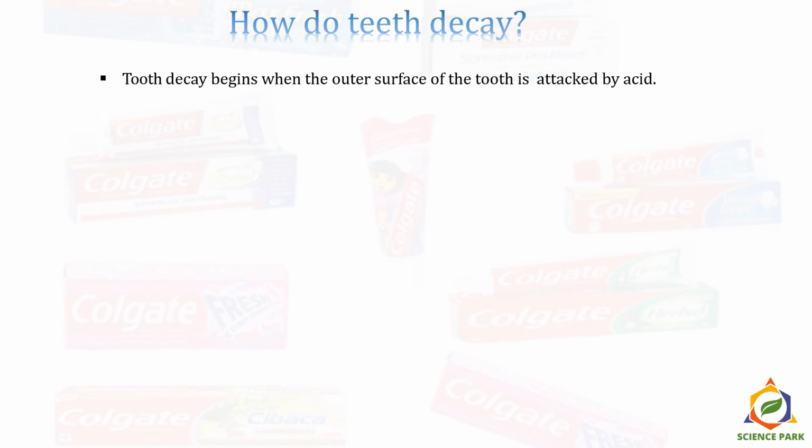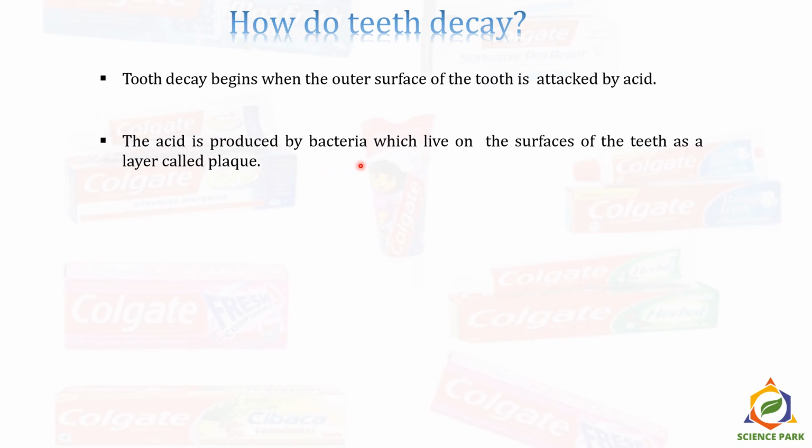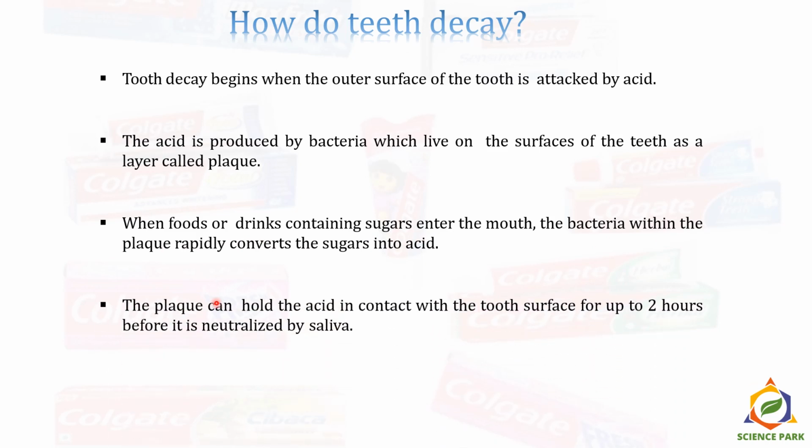Now how do teeth decay? Do you know about it? Tooth decay begins when the outer surface of the tooth is attacked by acid. The acid is produced by bacteria which live on the surfaces of the teeth as a layer called plaque. When foods or drinks containing sugars enter the mouth, the bacteria within the plaque rapidly convert the sugars into acid. The plaque can hold the acid in contact with the tooth surface for up to 2 hours before it is neutralized by saliva.